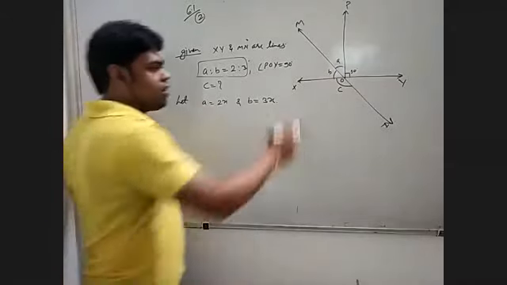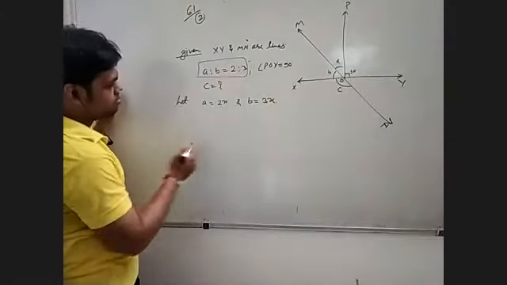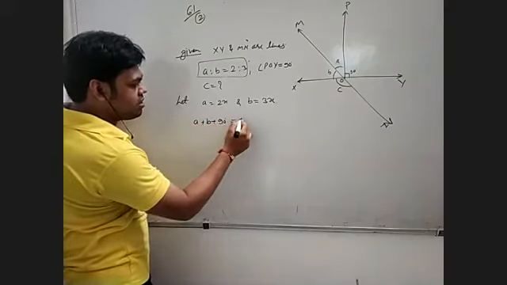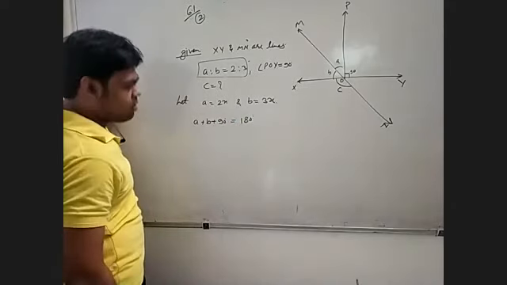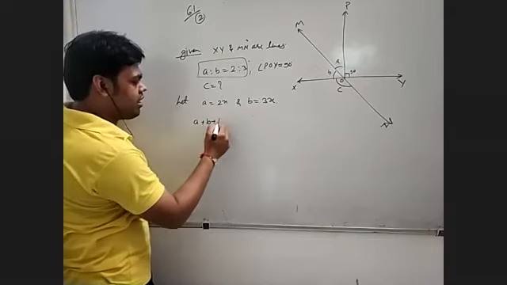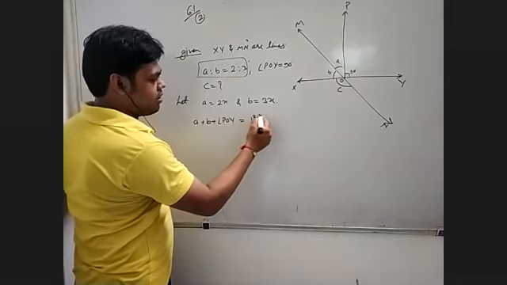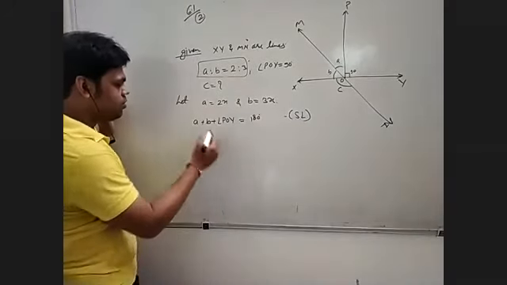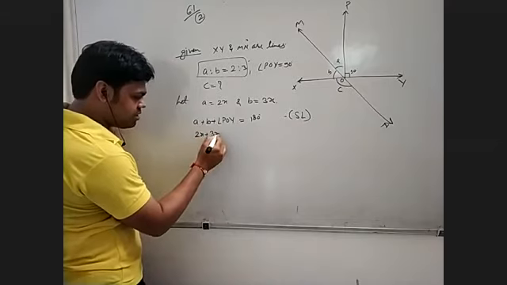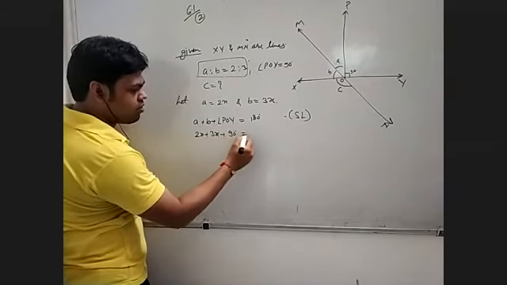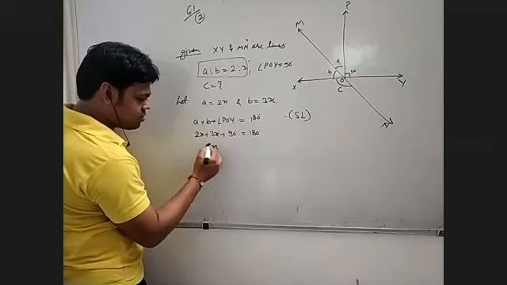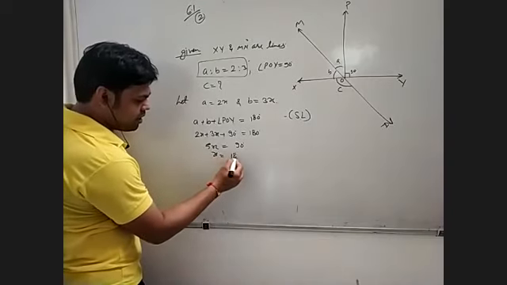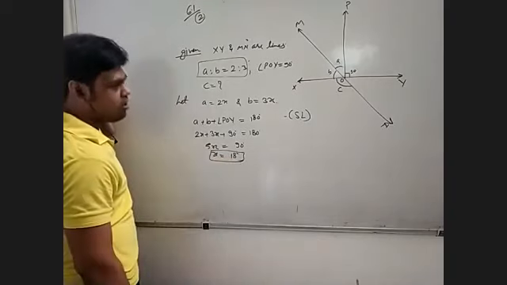Now we can write the property of a straight line here. XY is a straight line, so we can write A plus B plus 90 degrees is equal to 180 degrees. If you are not putting the value 90 directly, then you can write angle POY equals 180 because of the straight line property. Now A equals 2x plus B is 3x, plus angle POY equals 90, equals 180. So 5x is equal to 180 minus 90, which is 90 degrees. X is equal to 18 degrees. Now we have to find the value of C.